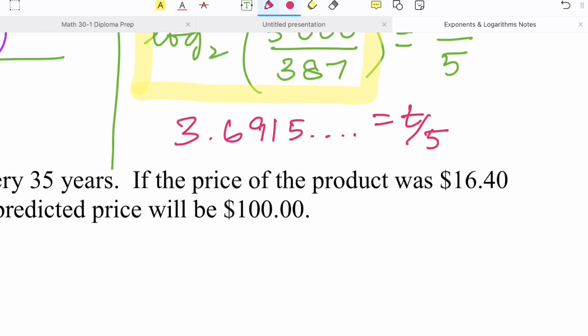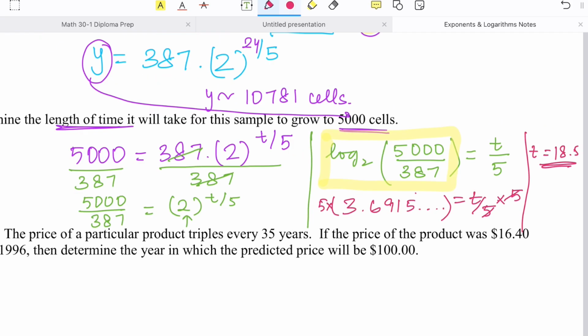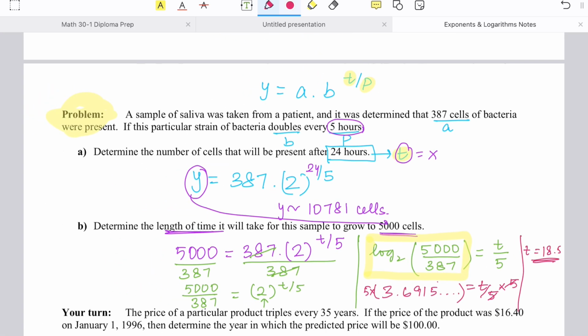So I just need to multiply both sides by 5, right? 5 divided by 5 is 1. T is equal to 5 times 3.69, which is 18.5. And that's my answer. Okay, so we also did these types of questions yesterday in class, so this should be good.